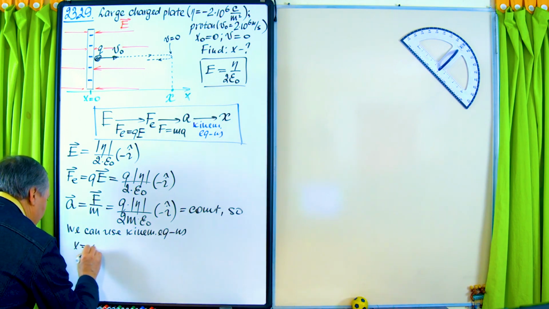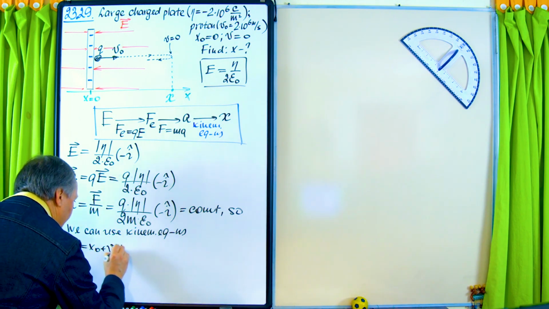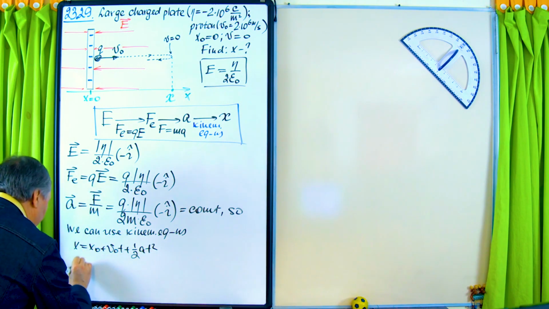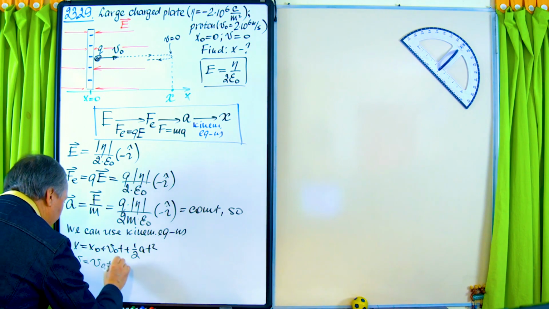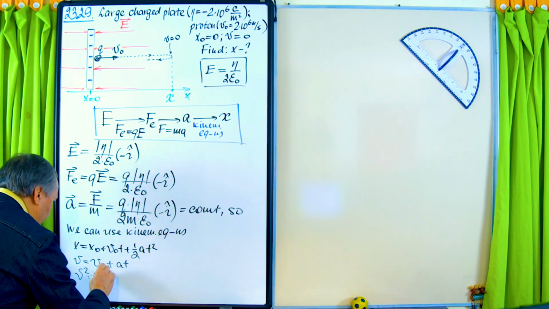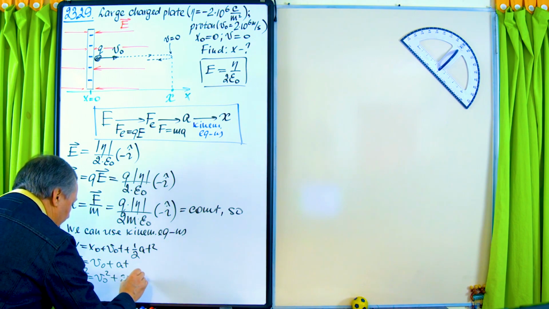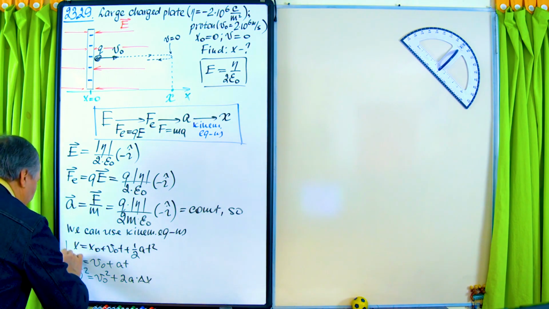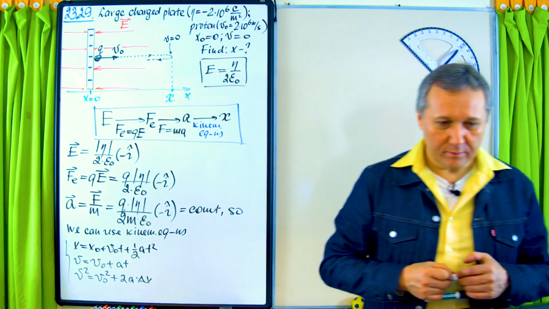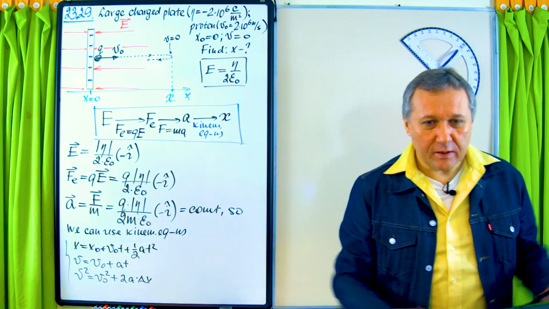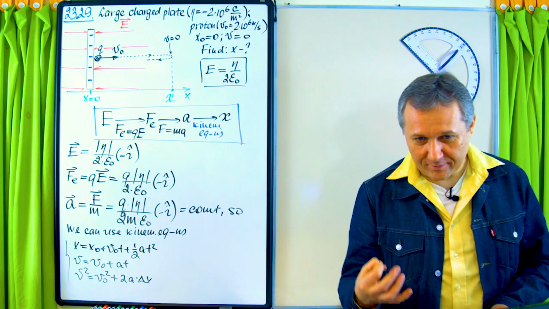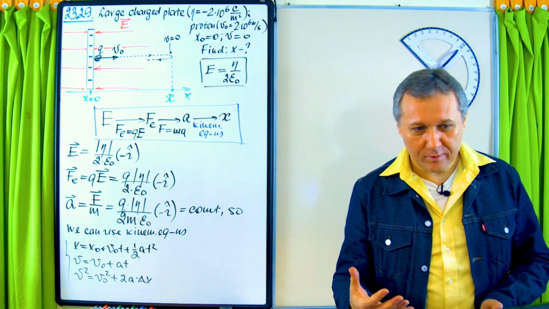All right, x equals x naught plus v naught t plus 1 over 2 a t squared. Then v equals v naught plus at. And then the last equation, v squared equals v naught squared plus 2a times delta x. So these are three kinematic equations which you derived and used in physics 1. Now let's make a decision which kinematic equation will be the best, the easiest to use.